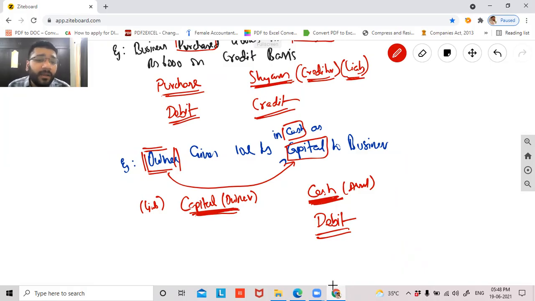Now tell me guys, is the owner the giver or receiver? Giver of capital. So debit the receiver, credit the giver. So can I say capital of the owner has to be credited? Yes, sir. Capital account has to be credited, cash account has to be debited. Every transaction will have two aspects, one debit, another credit. Are you able to understand what is happening?